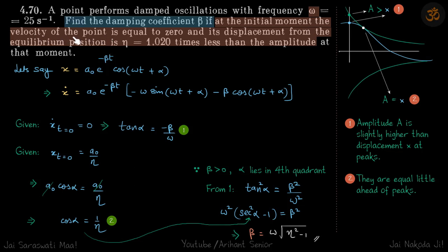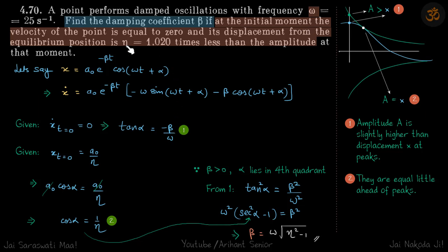Now we are given the velocity is equal to 0, so let's differentiate so that we get a term of velocity. It's given x dot is 0 at t is equal to 0, so let's put the value of t is equal to 0 here, and we get tan alpha is equal to minus beta by omega.